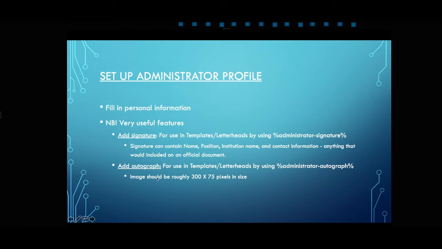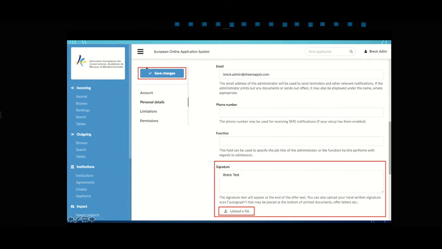Additionally, you can also include an image of your autograph. If I have time, I'll do a little demonstration, but I have a little bit of a guideline here of what the size should be. And then you just upload a JPEG, I think, and then your signature will appear on the letterheads as well. And you use that with this content marker called administrator autograph. Okay, and so this is just a little example.